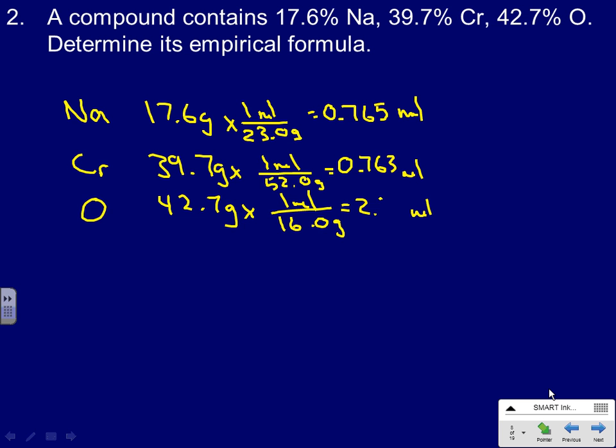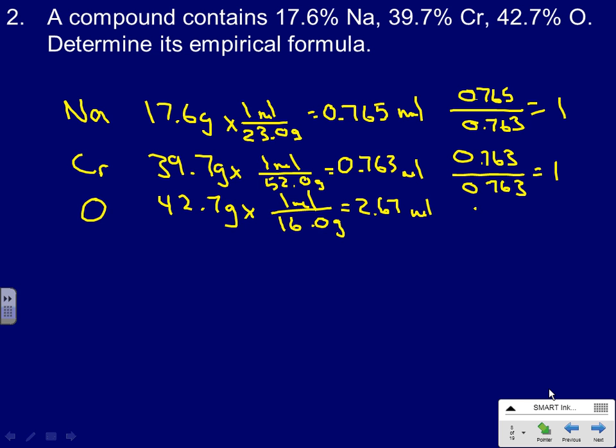2.67, 2.67. So now we're dividing off 0.765 divided by 0.763. And you know what? I'm just writing down 1 there. Even though it's not exactly 1, that's close enough. 0.763 over 0.763. That's a 1. 2.67 over 0.763. And I'm not sure. What do we get there? Yep. 3.5, you guessed. That's excellent.